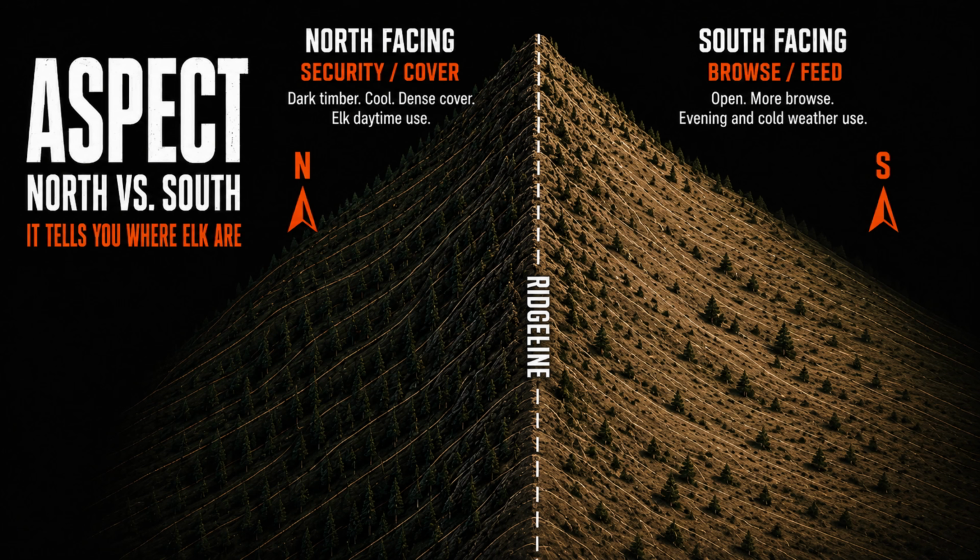North-facing slopes are going to hold more moisture, grow denser, darker timber, like fir and spruce, and they're going to stay a little bit cooler. So in warm early season conditions, elk seek north-facing timber to regulate temperature. Dark cover gives them security as well during daylight hours. When August is hot, that's where elk are going to disappear to, which is going to lead you into where elk are going to be at the beginning of September.